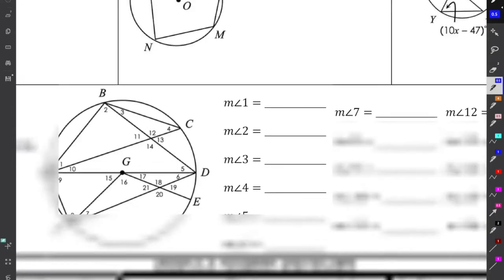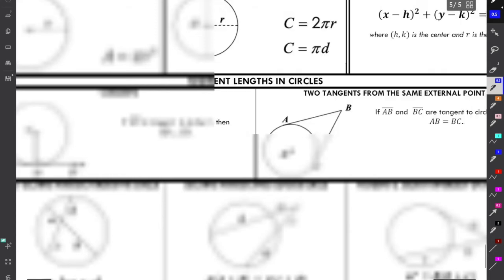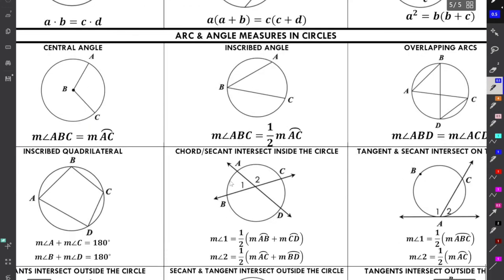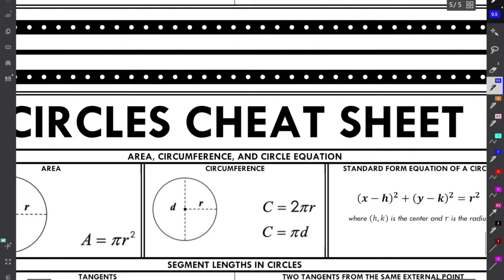So we're looking at our cheat sheet. Down below, over here, keep on scrolling. I'm looking at angle measures. So inscribed quadrilateral, that tells me the opposite angles add up to 180. So that's what I'm going to do. Okay, so let's solve this one. Go back to our problem.